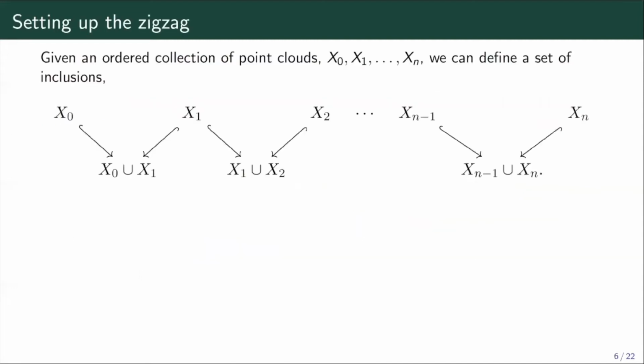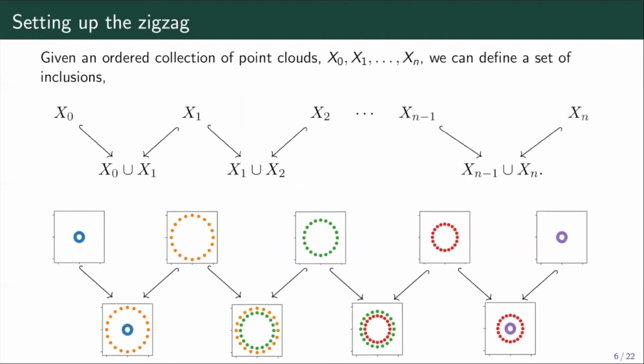So we're going to start out with our collection of point clouds. And again, we're going to take the unions in between. So this will allow us to see how the structure is changing as you transition from one to the next. Looking back at our example, that gives us these corresponding point clouds. However, we know that the homology of point clouds is uninteresting as they're all just separate points.